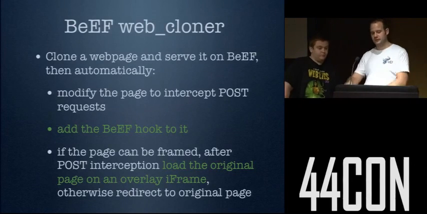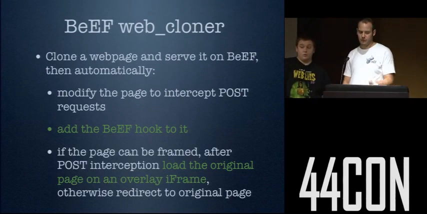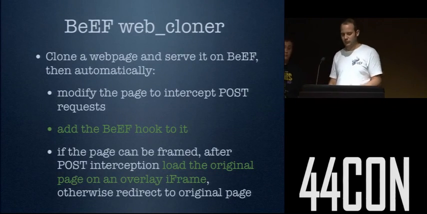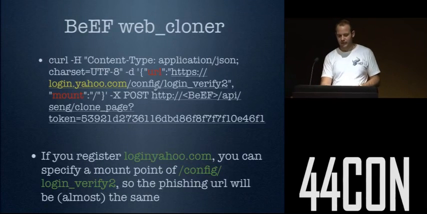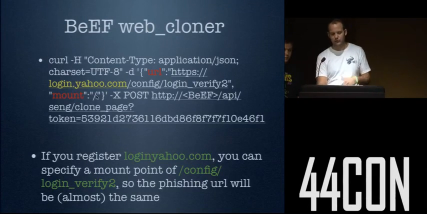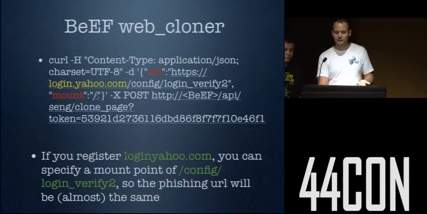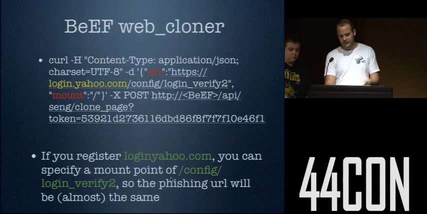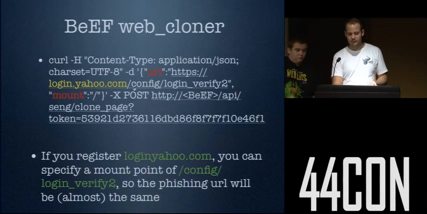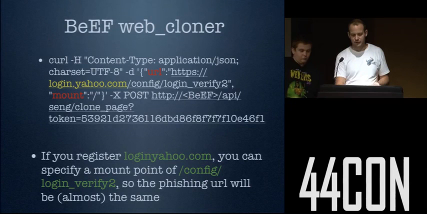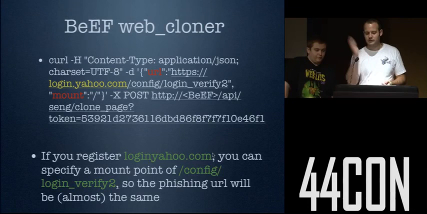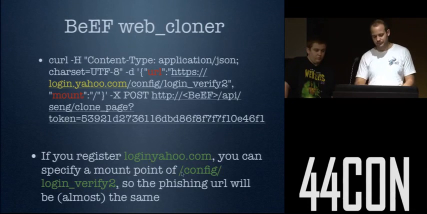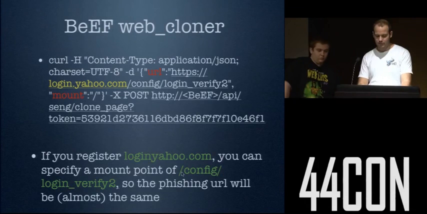So now, this is one of the features of the extension. The other feature is the web cloner. That is similar to what SET is already doing. So basically, you can specify the URL to clone, like in this way. You specify a URL, you specify a mount point, so where you want the phishing page mounted. And then the difference between this and SET is that if you want to clone, as Tom said before, config login verify 2 in Yahoo, actually in SET you could mount only basically loginyahoo.com/, and that's all. You couldn't specify the path in the mount point at the end.